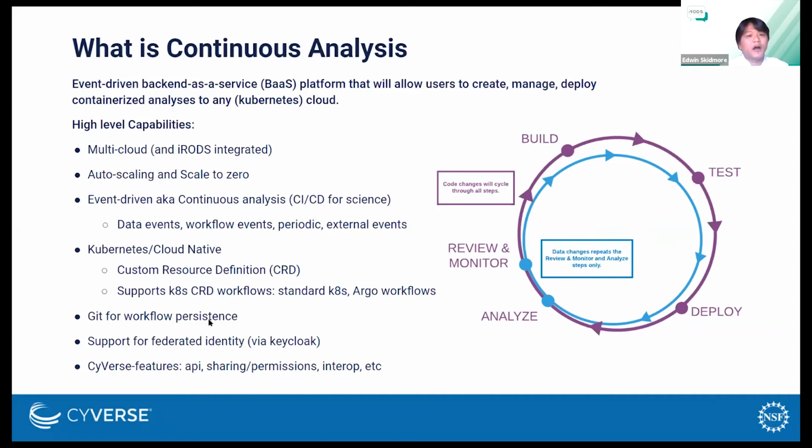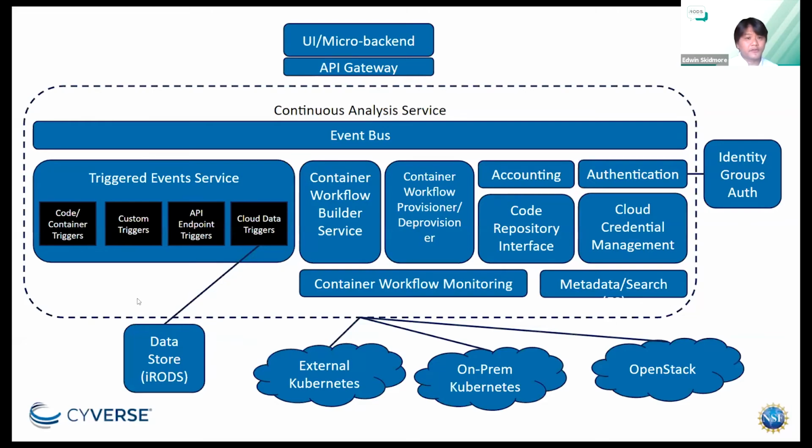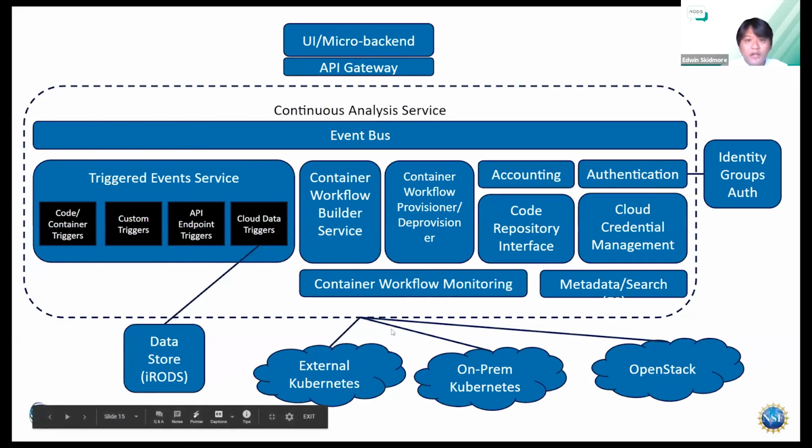Git is our persistence layer, meaning workflows, when they're created, are pushed automatically to Git. We also use federated identity with Keycloak, and above all, we're aligned with the CyVerse ecosystem of features. So meaning we have an API, we support sharing, we also support restrictions if you want to make it available only to certain users, and we interop with all our other services. Obviously, I won't get into the architecture diagram, but just to say that Data Store and iRODS are a key part of that.